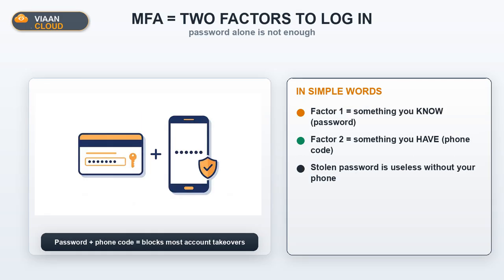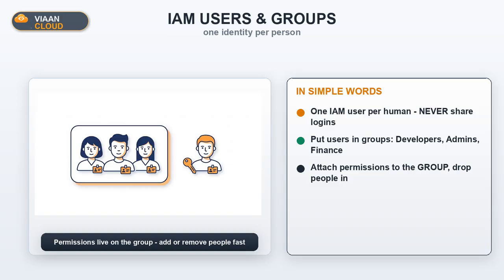And whatever you do, protect every important login with MFA, multi-factor authentication. A password alone is one factor, something you know. The problem is, passwords get phished, leaked, and guessed all the time. MFA adds a second factor, something you have, usually a 6-digit code from an app on your phone that changes every 30 seconds. Now, even if an attacker steals your password, they still can't get in without physically having your phone. It takes about 2 minutes to switch on, and it blocks the overwhelming majority of account takeovers. Turn it on for the root user first, and then for every human user. No exceptions.